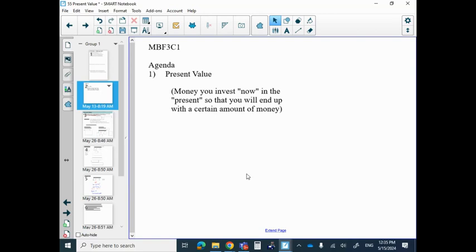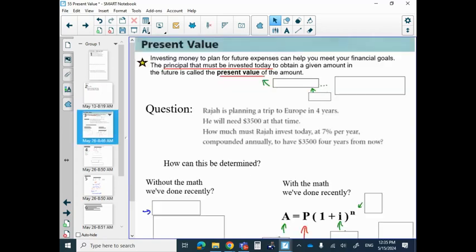We are going to look a little bit at the more realistic option of putting away money each month or each week or whatever. This is just if you put a lump sum of money in and let it grow. So if you're planning on putting away money to meet your financial goals, so you have a certain amount of money later on, you're going to invest a certain amount of money now in the present, right? That's your present value. And it's going to grow to be a certain amount in the future.